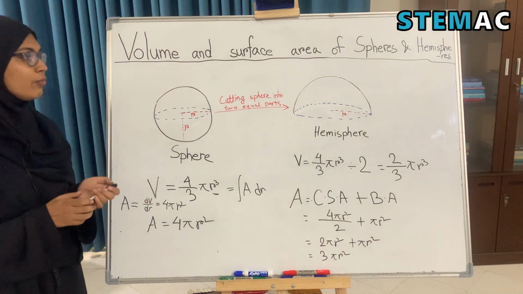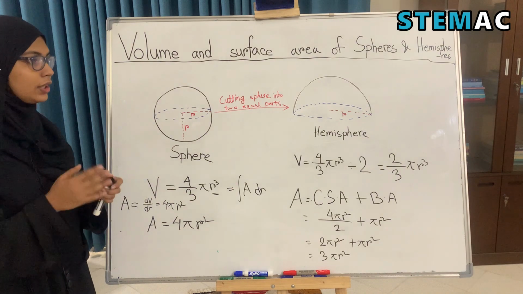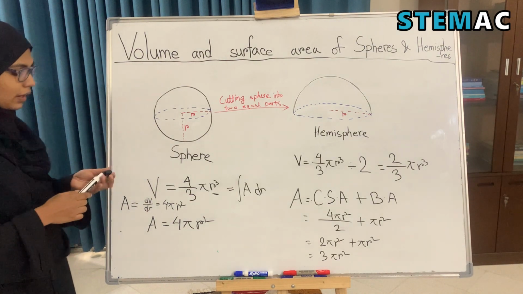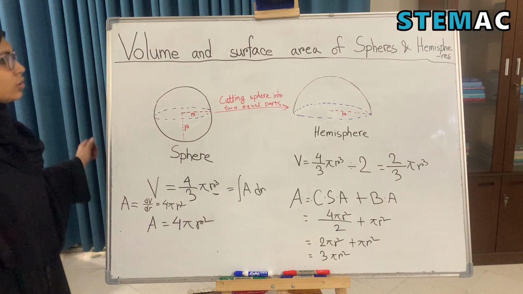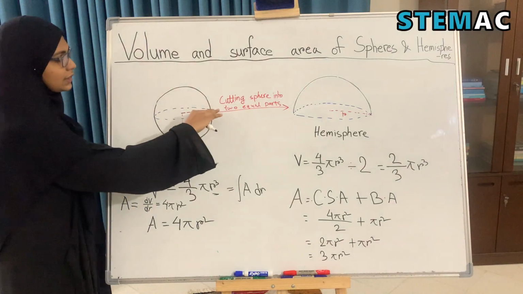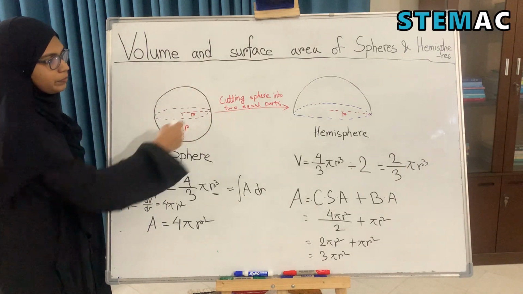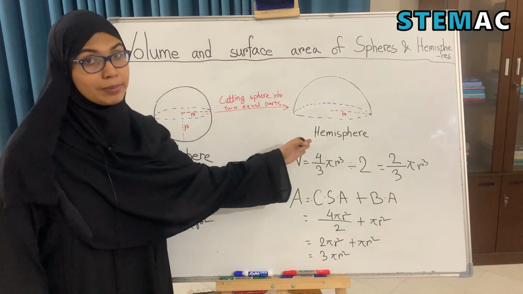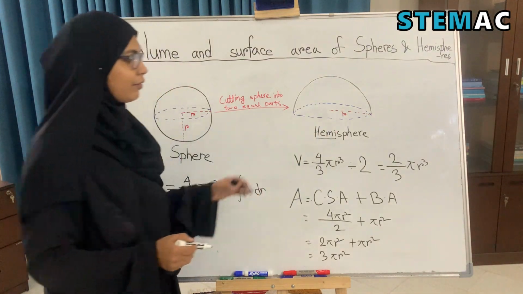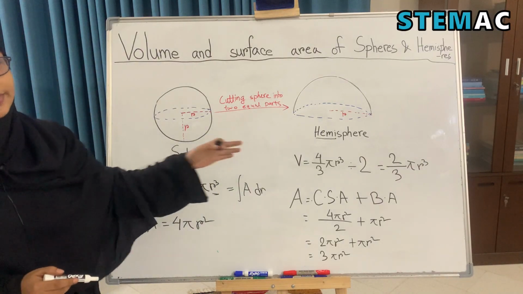So if you cut a ball into two equal parts, so a ball is a sphere, as I have already said, suppose I have cut this sphere at this point, so I will get a hemisphere. It's in the name. Hemi means half. It's half of a sphere.